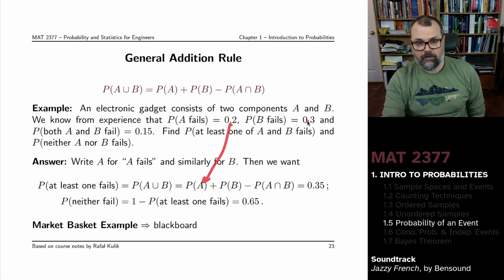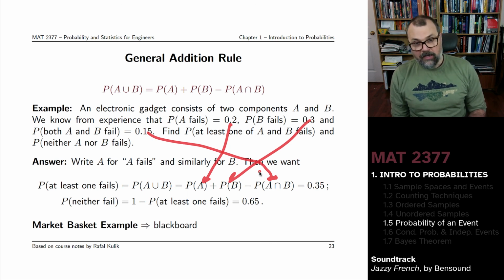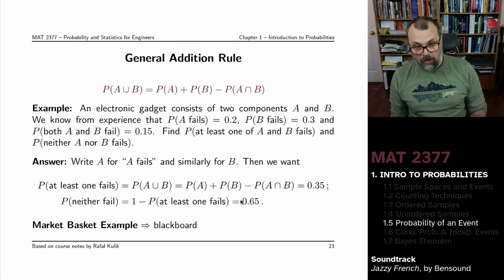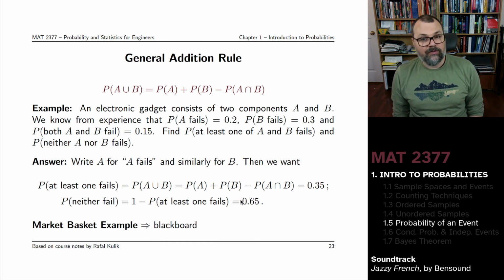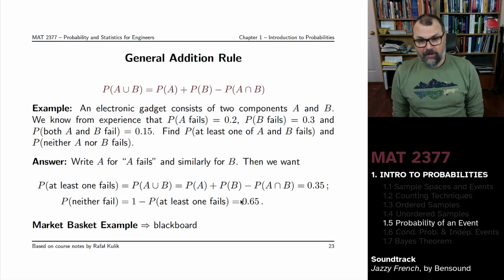0.2, 0.3, 0.15, and we get 0.35. So there's a 35% chance that at least one of the components will fail. And if you don't use this term here, if you don't remove the double counting, if you're treating the events as mutually exclusive, you would add them up, 0.2 plus 0.3, you'd say 50%. That's not possible. At least not with the numbers that have been given here.